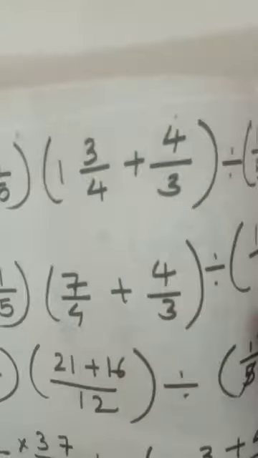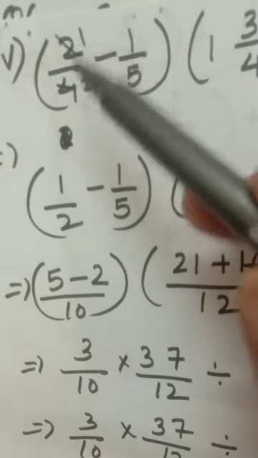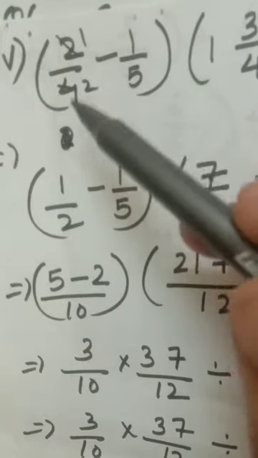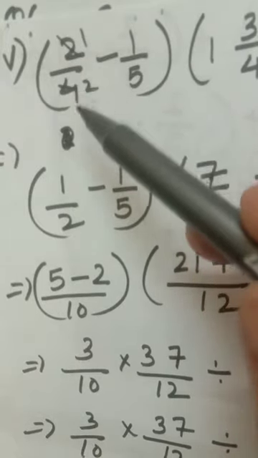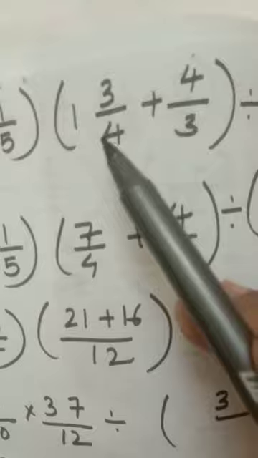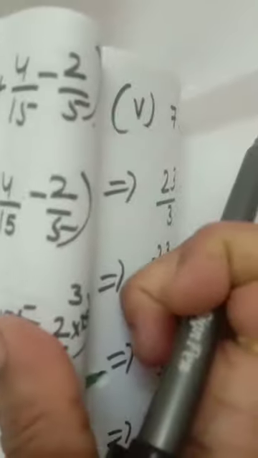1 and 3 by 4 plus 4 by 3 divided by 1 by 5 plus 4 by 15 minus 2 by 5. Okay. So cut out 2 and 4, you can cut out because this one number only. You can't cut out 2 and 5 because subtraction is there. But this you can cut out in short. Reduce this fraction, you can reduce 1 by 2, 1 by 5. Here also make improper fraction, 7 by 4 and 1 by 5 plus 4 by 15 and 2 by 5. Clear?